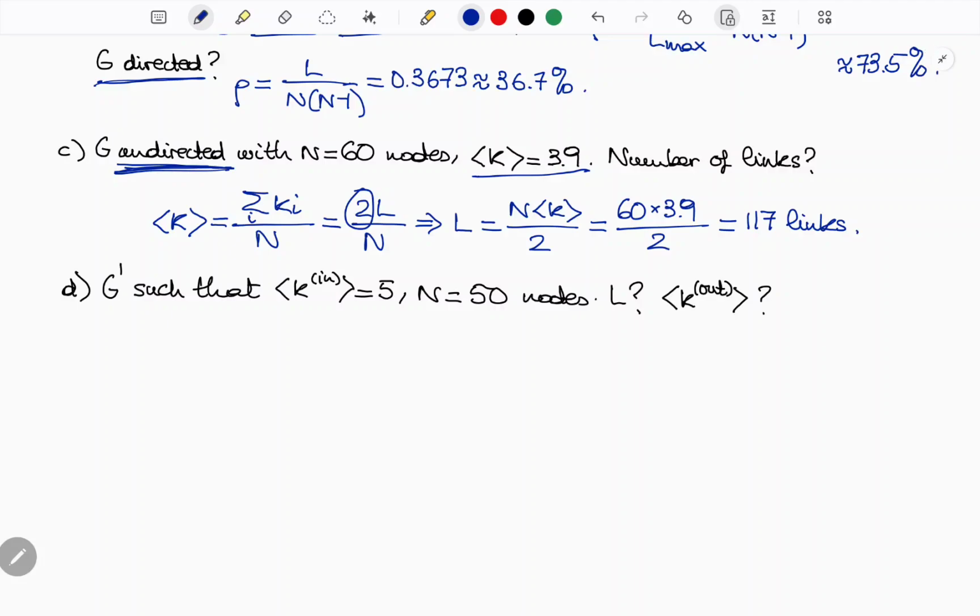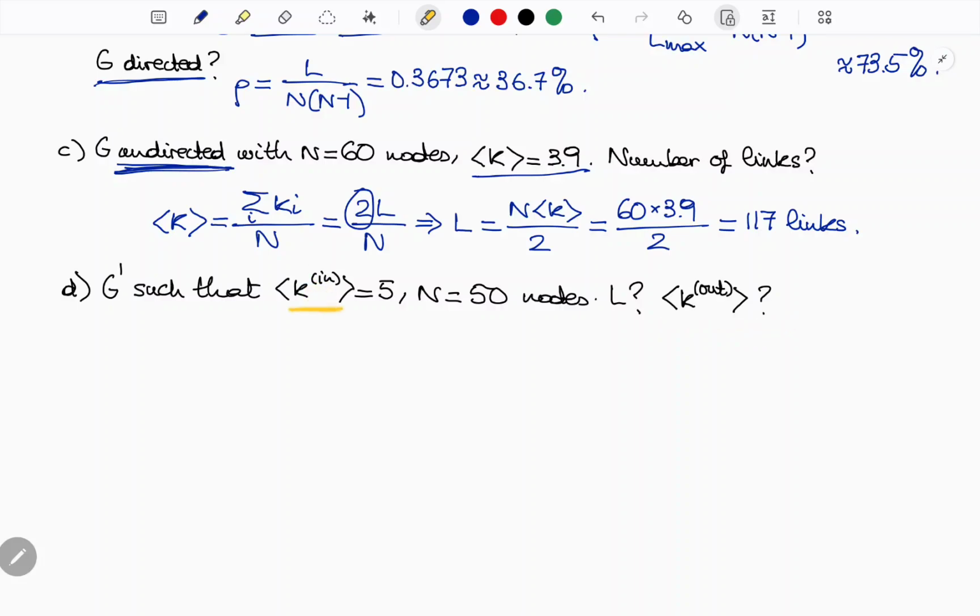In the next question, they tell me that now G prime is a network where the average in degree is equal to 5 and it has 50 nodes. And they ask me the same, what is the number of links? But they also ask me, what is the average out degree?